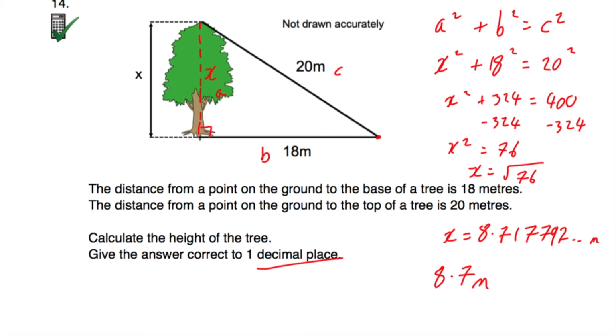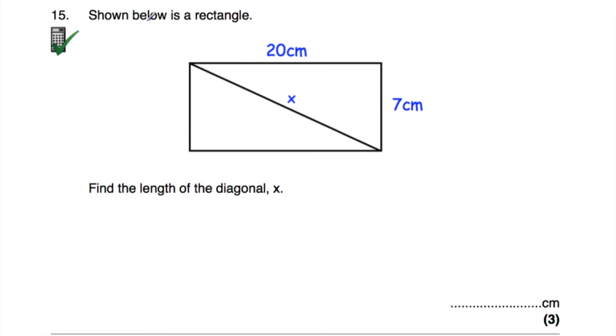Okay, let's have a look at our next question, question number 15. So question number 15 says, shown below is a rectangle. So we've got this rectangle. The length of the rectangle is 20 centimeters. The height of the rectangle, or the width of the rectangle, is 7 centimeters. And we've been asked to work out the length of the diagonal x. So we want to find the length of the diagonal of the rectangle. So we want to find this distance from here to here.